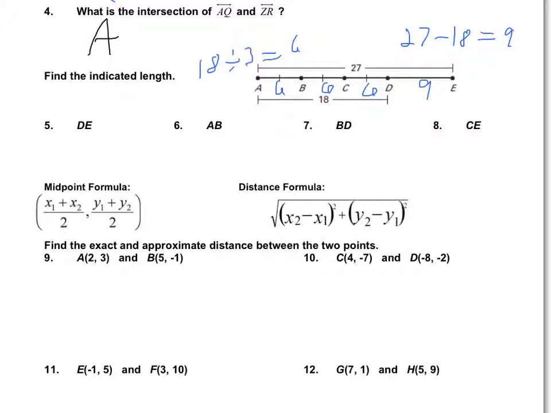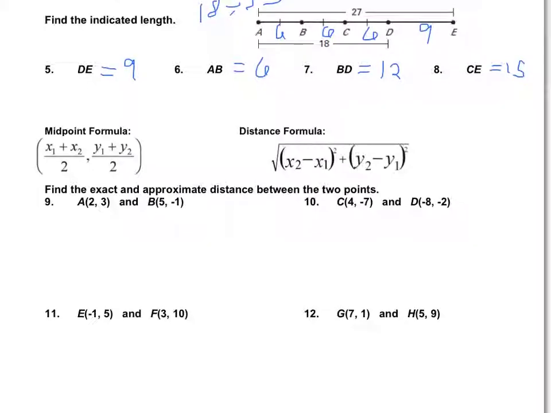So DE, number 5, from D to E, that is 9. Number 6, the distance from A to B is 6. Number 7, the distance from B to D, well, that's 6 and 6, so that makes 12. Number 8, the distance from C to E, that's 6 plus 9, so 15.